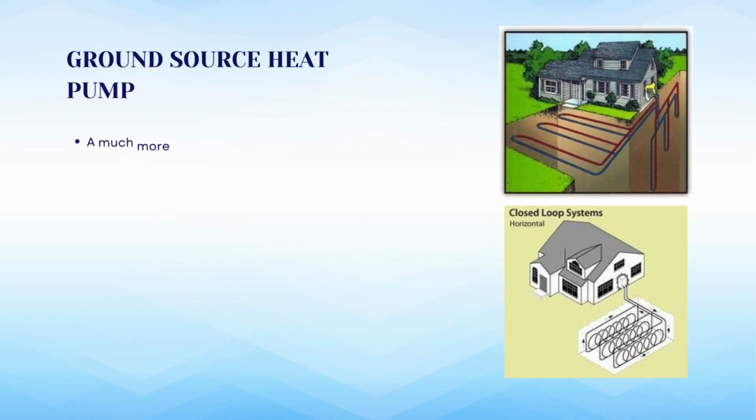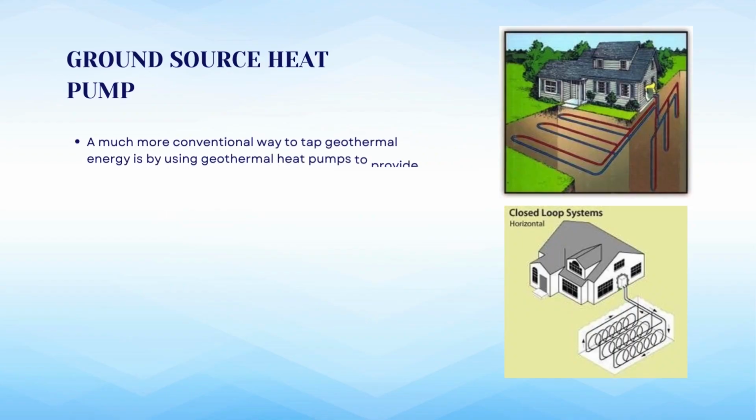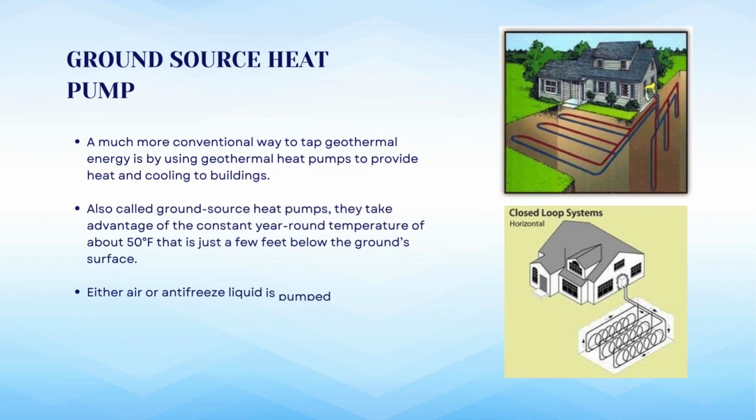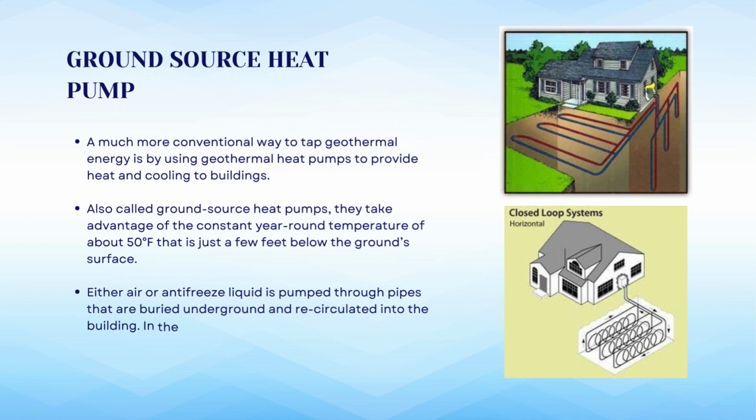A much more conventional way to tap geothermal energy is by using a geothermal heat pump to provide heat and cooling to buildings, also called a ground source heat pump. They take advantage of the constant year-round temperature of about 50 degrees Fahrenheit that is just a few feet below the ground surface. Air or antifreeze liquid is pumped through pipes that are buried underground and recirculated into the building.